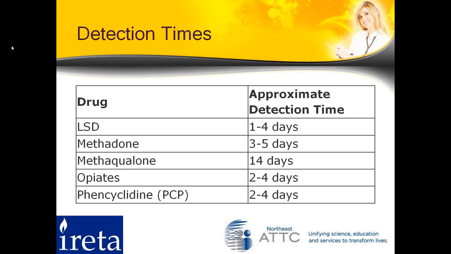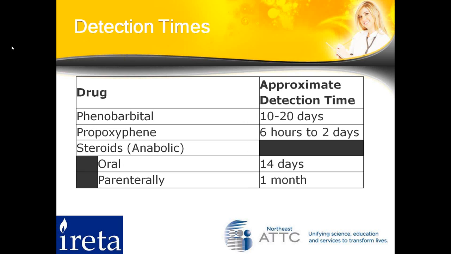Methadone can show up in the system for 3 to 5 days. That comes out of the system fairly consistently. Methaqualone, we're looking at 14 days. Generally, the opiates and PCP, we're looking at 2 to 4 days. Propoxyphene, which is like your Darvon, your Darvocet, 6 hours to 2 days, so that's a quick in and out. When we're looking at steroids, which a lot of drug and alcohol programs are not testing for, the oral steroids, 14 days, if it's injected, a month.